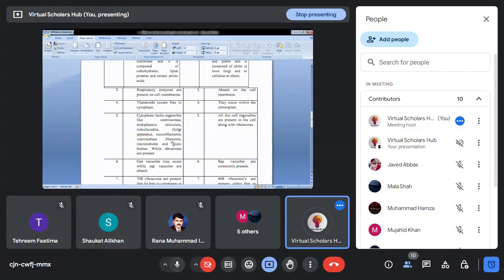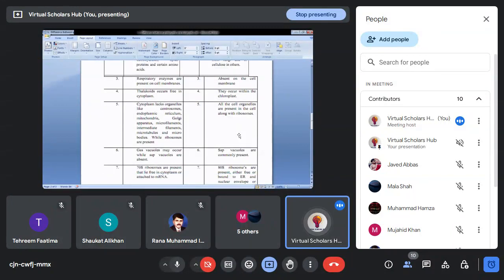All these are membrane bounded organelles. Membrane bounded organelles are absent in prokaryotic cell. While ribosomes are present, these are non-membrane bounded organelles. While in case of eukaryotic cell, all the cell organelles are present along with the ribosomes and other non-membrane bounded structures like centrioles, etc. So the eukaryotic cell will have a variety of different organelles due to the presence of all membrane bounded and non-membrane bounded organelles.